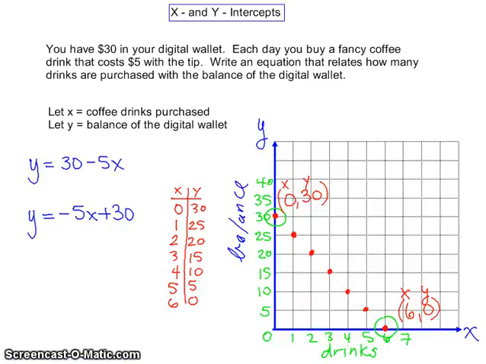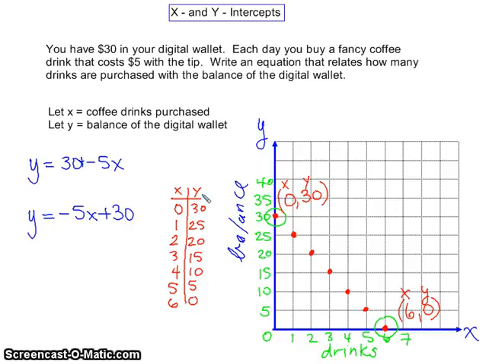So let's see how your graph compares to mine. The equation can be written in two different ways. y is equal to 30, that's how much you start with, and each coffee drink that you buy, $5 is deducted from your balance. Because of the commutative property, we can also write that equation y is equal to negative 5x plus 30. Plus a negative here, addition is commutative, and so that works.